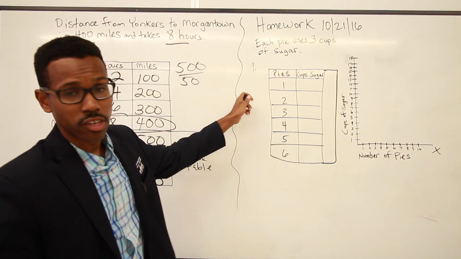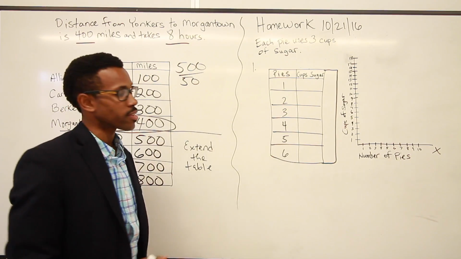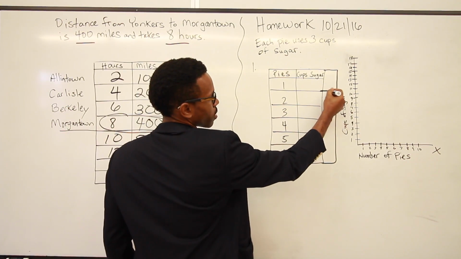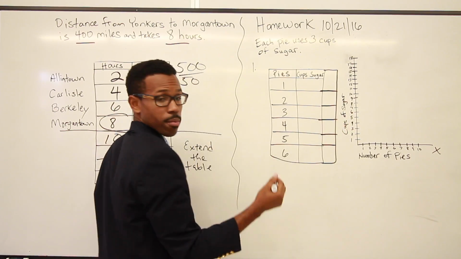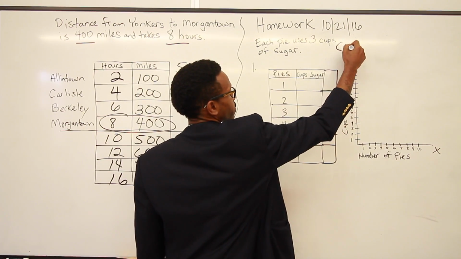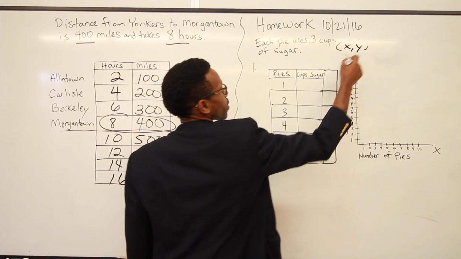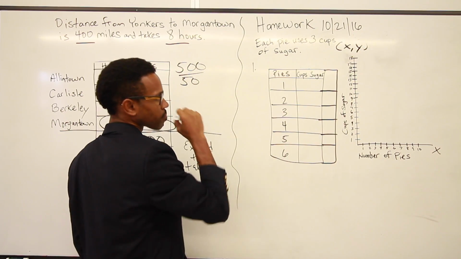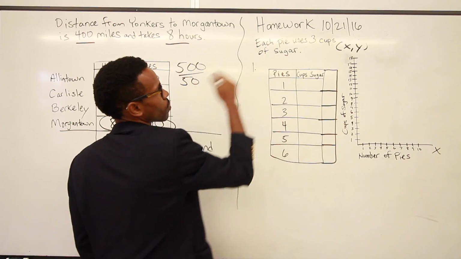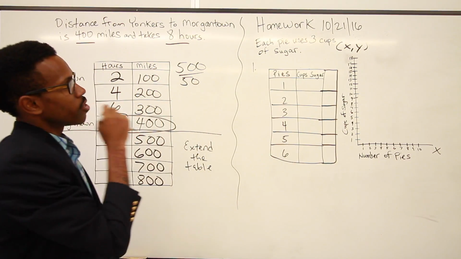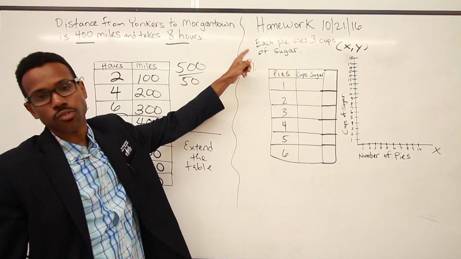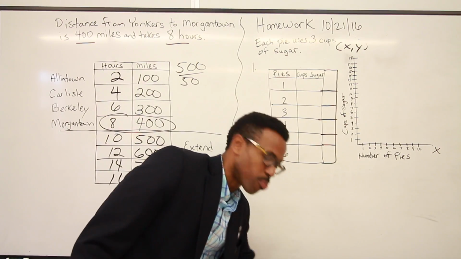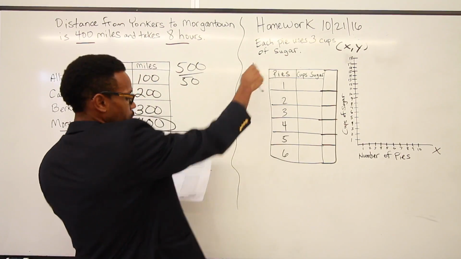So this is actually your number one problem on the homework for tonight. I'm just going to add that coordinate column right here. And remember, the coordinates were X and Y. Okay? So for number one on your homework, you have each pie uses 3 cups of sugar. It's not exactly worded this way. I'm merely abbreviating the information that they gave you.